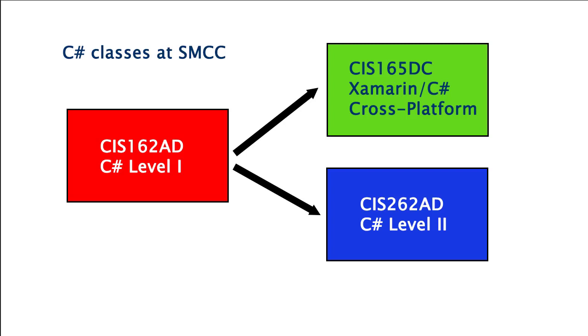Once you've taken 162 AD, you can then take CS 165 DC, which is our Xamarin cross-platform course where we're developing Android and iOS applications. And you can also take our advanced C# course, CS 262 AD, where we focus more on object-oriented programming, some web development, and a lot of database projects, as well as more advanced controls for the Windows side. So that's how I teach C# here at South Mountain. Let's talk about CS 162 AD.